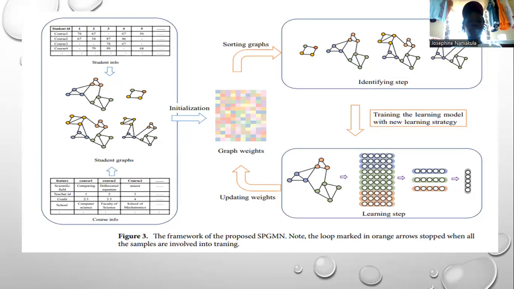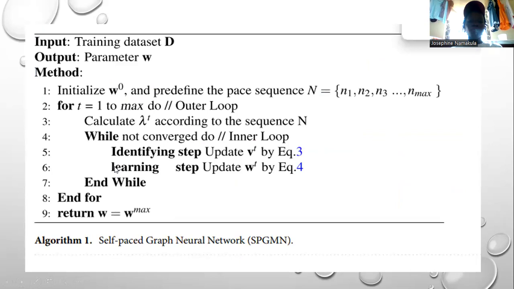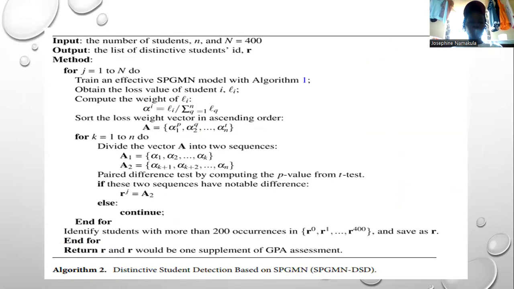So this is the self-paced graph memory network. It consisted of two steps: the learning step and the identifying step. You can see here this is student information, and this is the graph post information. When I go to the next slide, these are the algorithms which they used while training that model. This is algorithm 1, this is algorithm 2.